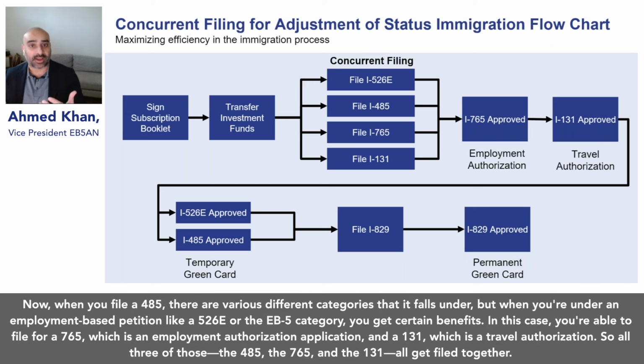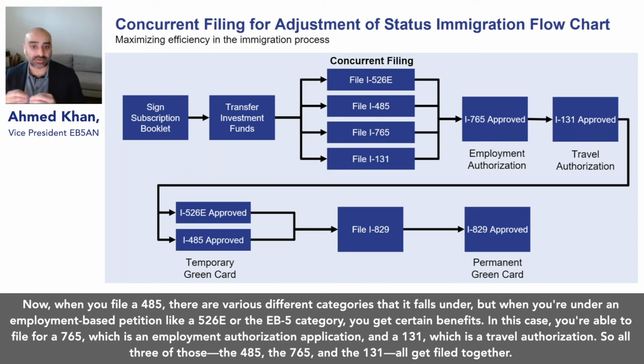Now, when you file a 485, there are various different categories that it falls under. But when you're under an employment-based petition, like a 526E or the EB5 category, you get certain benefits. In this case, you're able to file for a 765, which is an employment authorization application, and a 131, which is a travel authorization.